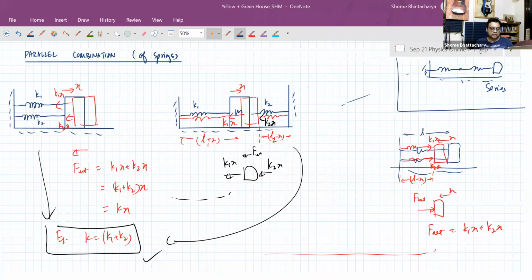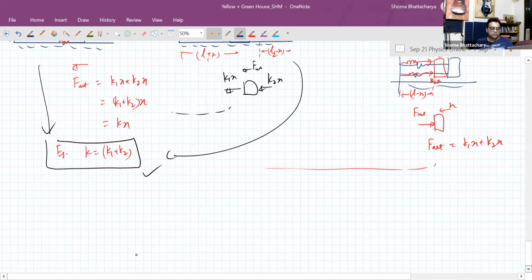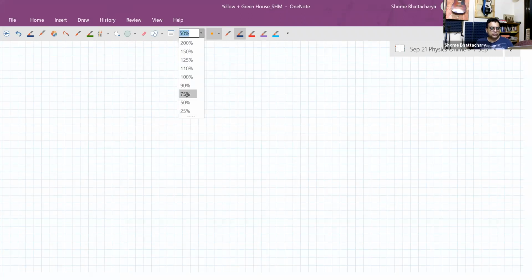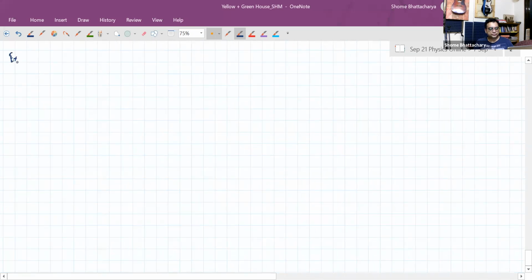Okay, so this series and parallel combination is clear, I hope. Okay, now next thing we'll move on to is SHM of a vertical spring mass system.